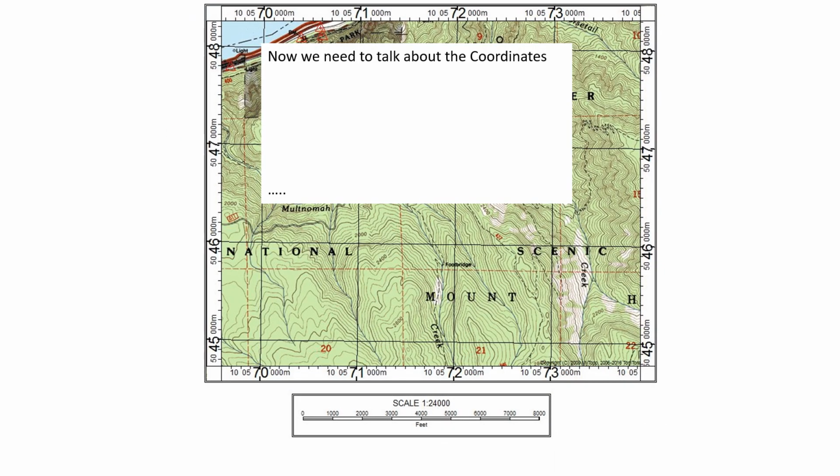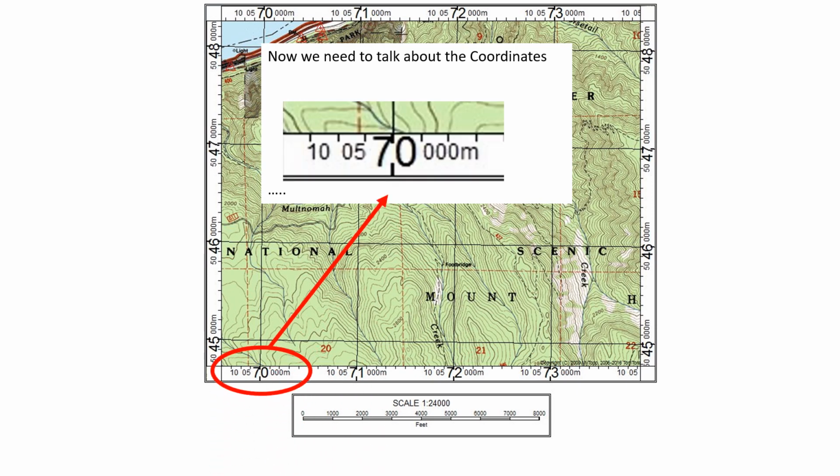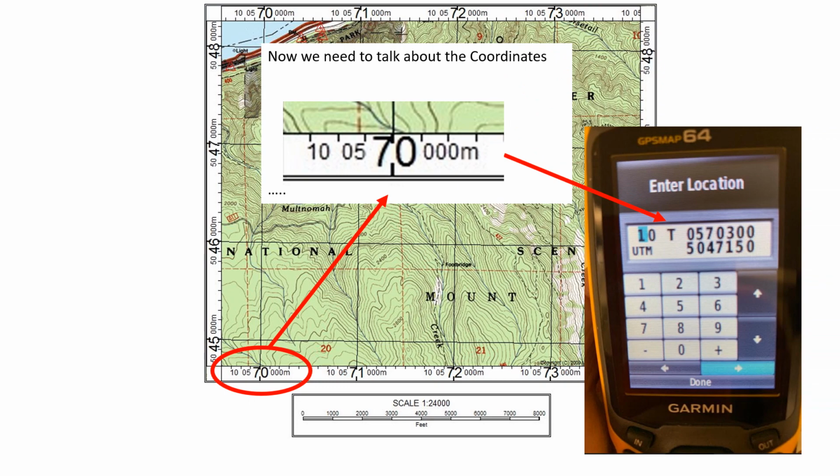Now we need to talk about the format of the coordinates on the map. When I went to put the coordinates in my Garmin GPS, I noticed that the labeling on the map did not follow the commonly used format for UTM coordinates, which includes a letter indicating the latitude band, and for this area the letter is T. But since I was operating inside the 10T zone, entering the coordinates was not a problem.